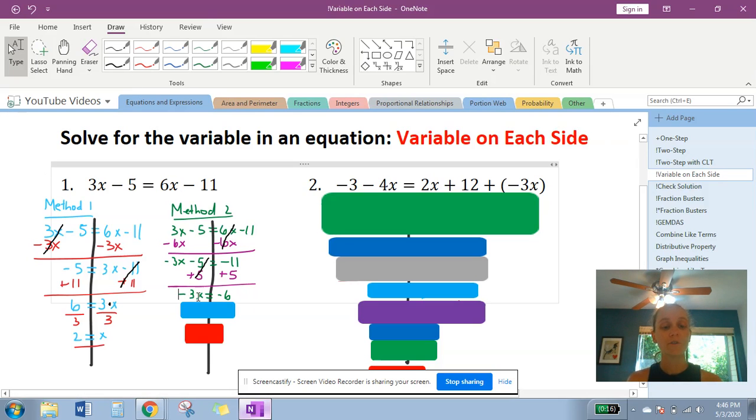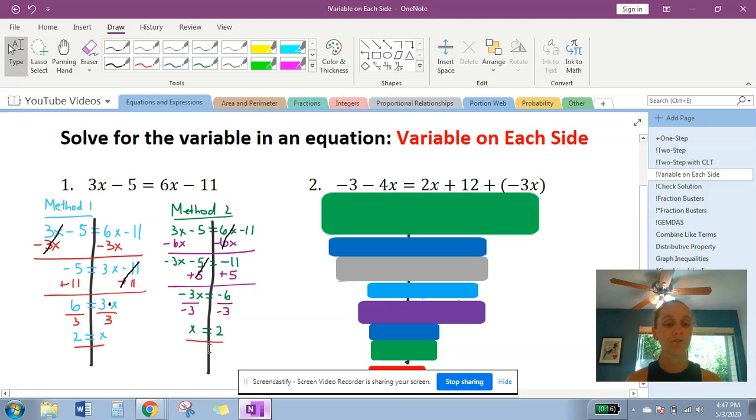And the opposite of multiplying by negative 3 is dividing by negative 3. So I'm going to divide by negative 3 on both sides. And negative 6 divided by negative 3 is positive 2. So you can see that I get the same answer because I'm still doing the same steps. I just kind of switched them around a little bit.